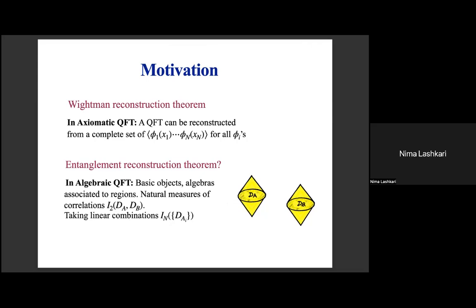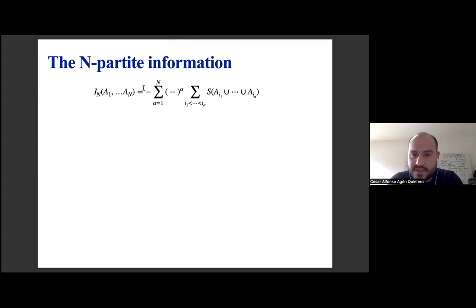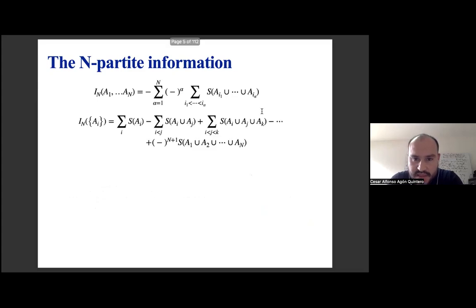I agree. Okay. So the n-partite information is defined in terms of combinations of entanglement entropies. This is the general formula. Let me work out this formula in some detail. You first consider a set of n regions, and the von Neumann entropies of all the individual regions. Then you start alternating signs and considering all the pairs of regions that you can form out of the n, and so on, until you get to the set of all the regions.